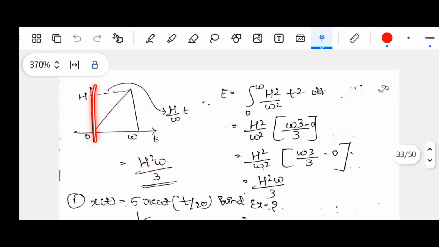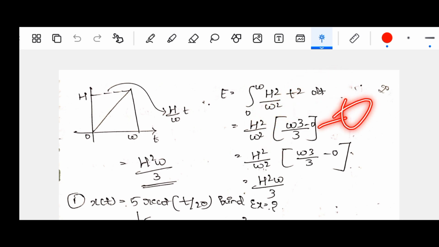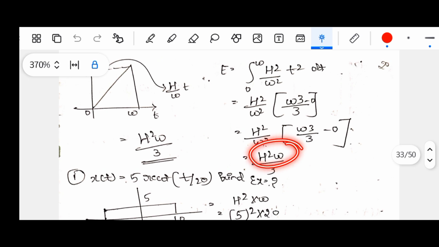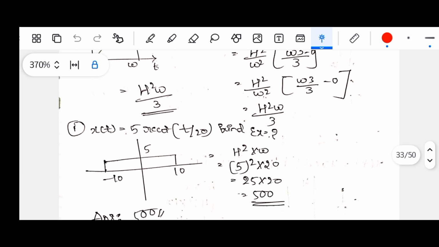See, in this, find the energy here: h by w into t is equal to integration of 0 to w of h square by w square t square into dt. Take this outside, h square by w square. Here substitute the value w cube by 3 minus 0. Therefore, h square into w divided by 3 because the 3 gets cancelled. Therefore, the h square into w by 3.